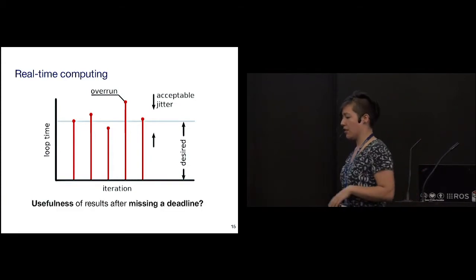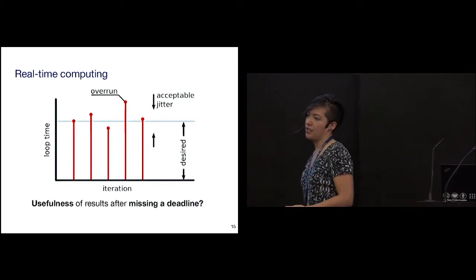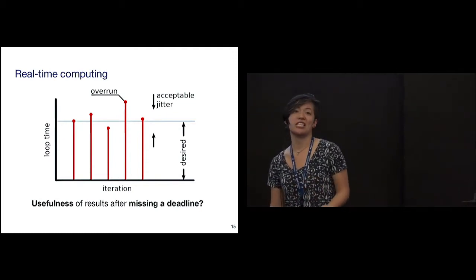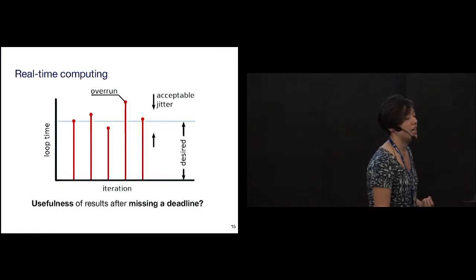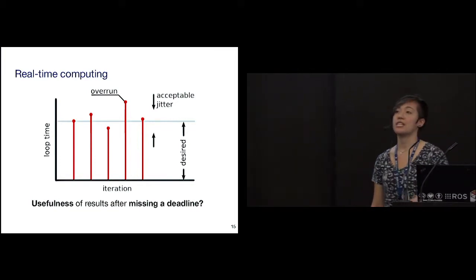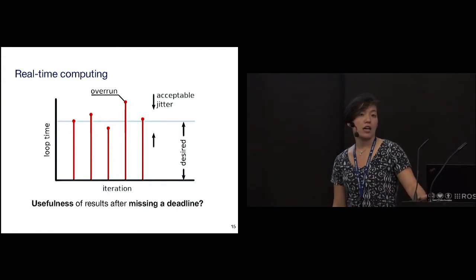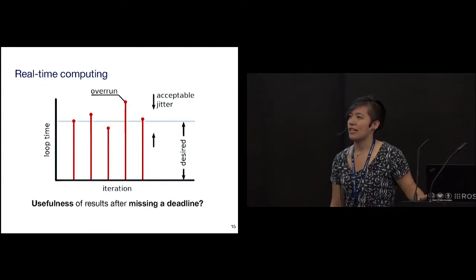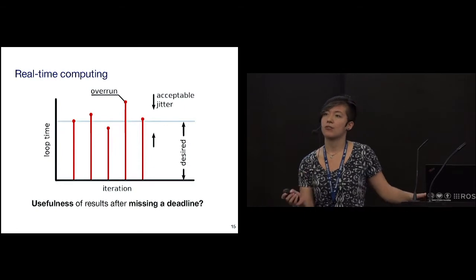There are also different kinds of real-time categorizations that depend on your use case, and they're often defined by what you do with the data after you've exceeded the deadline. I guess another show of hands: who here has worked on a hard real-time system before?